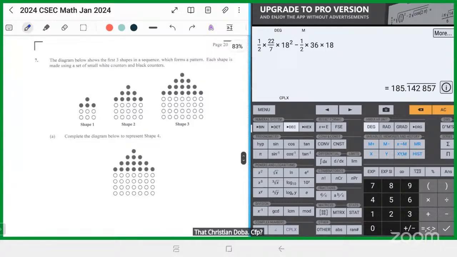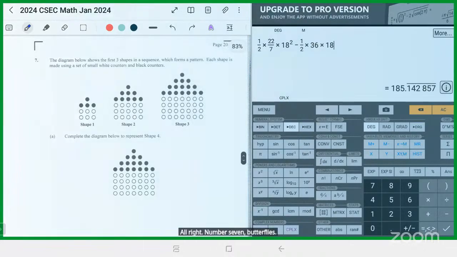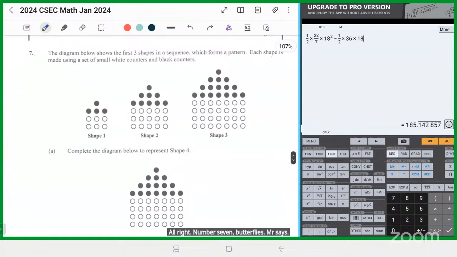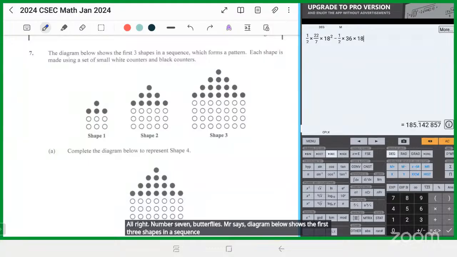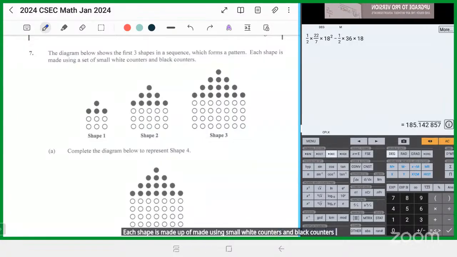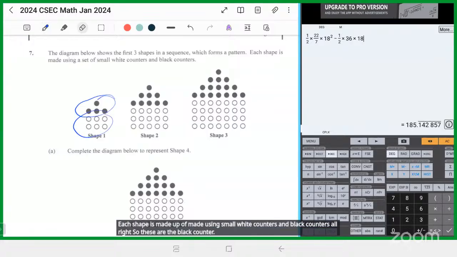All right, number 7, the pattern question. This one says, the diagram below shows the first 3 shapes in a sequence which forms a pattern. Each shape is made using small white counters and black counters. All right, so these are the black counters, these are the white counters. I just need to observe how they go from shape to shape.